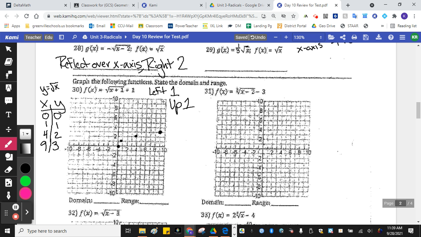And we're moving it left 1, up 1. So you can just take those points and move them left 1, up 1, left 1, up 1, left 1, up 1, and have your new graph. Or you can move your table left 1, up 1.